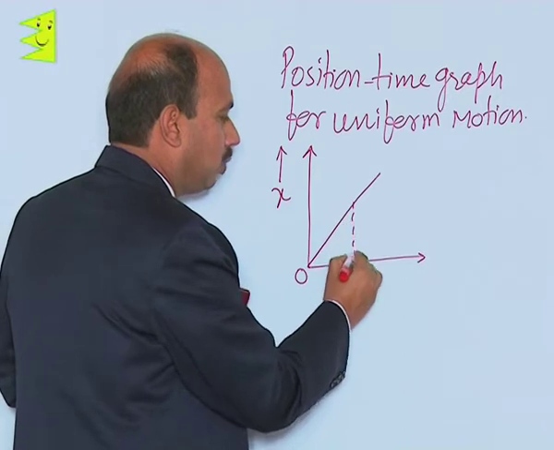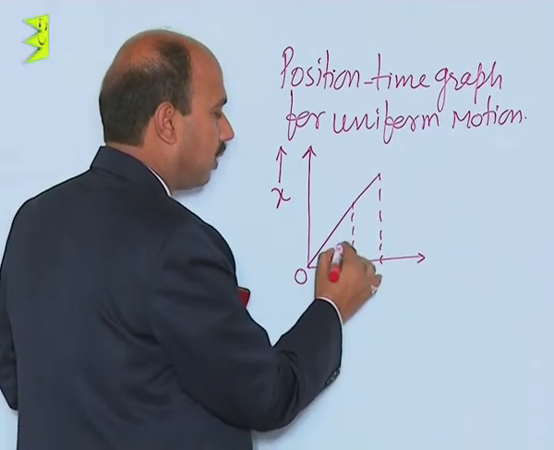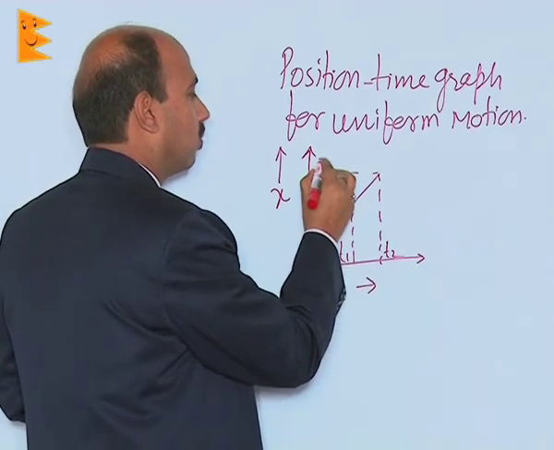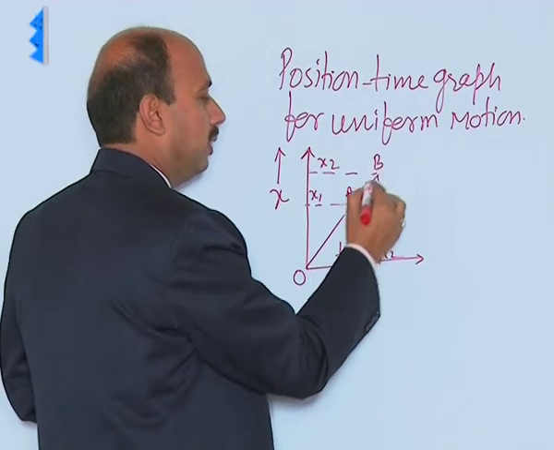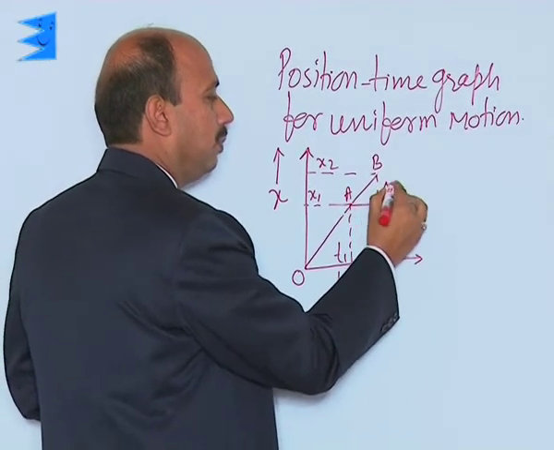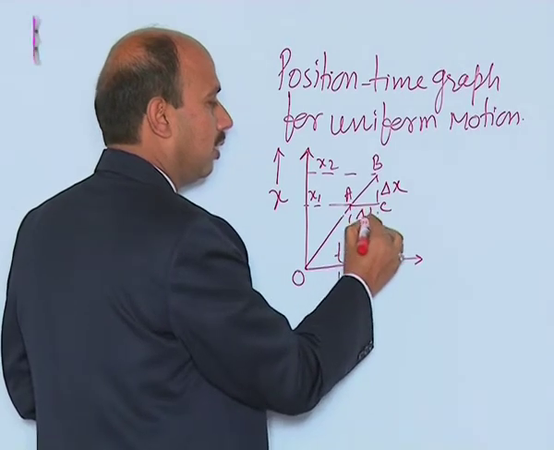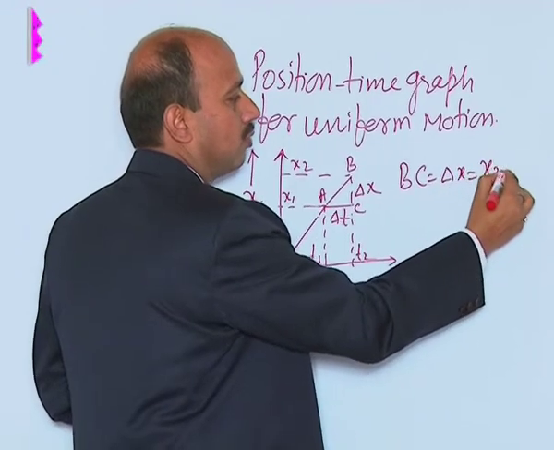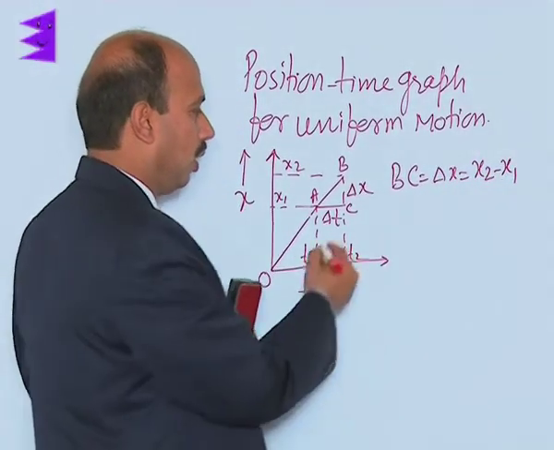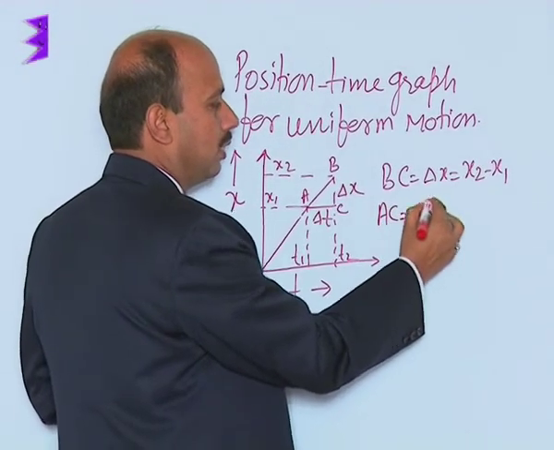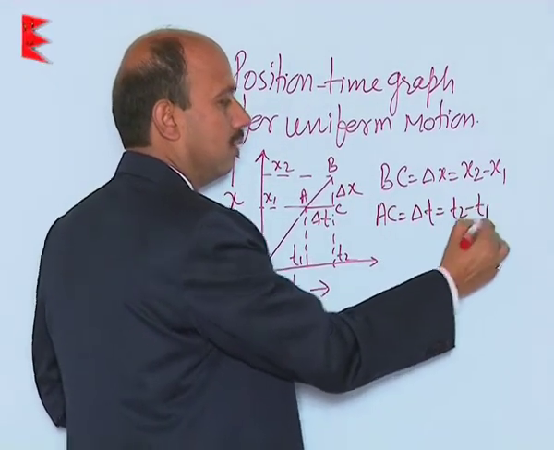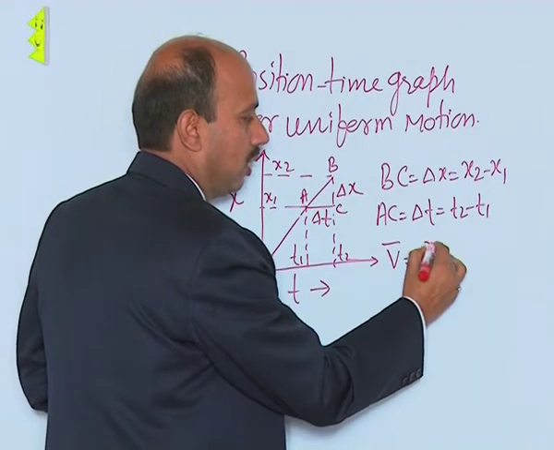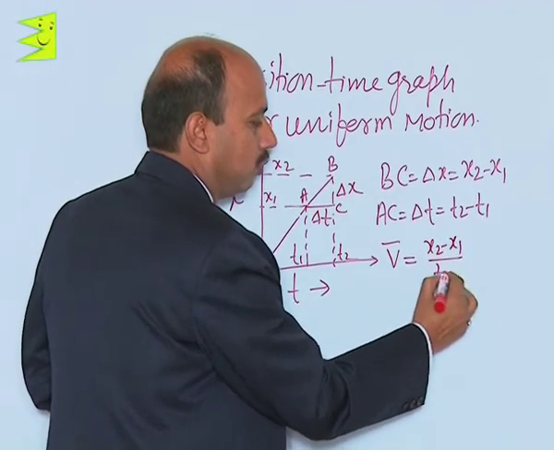Here if you take two time intervals, suppose this is t1 and this is t2, this is x1 and this is x2. This point is A, this is B and this is C. This will represent delta x and this is delta t. So, you can write BC is equal to delta x is equal to x2 minus x1. Now, AC is equal to delta t is equal to t2 minus t1. So, the average velocity is equal to x2 minus x1 upon t2 minus t1.